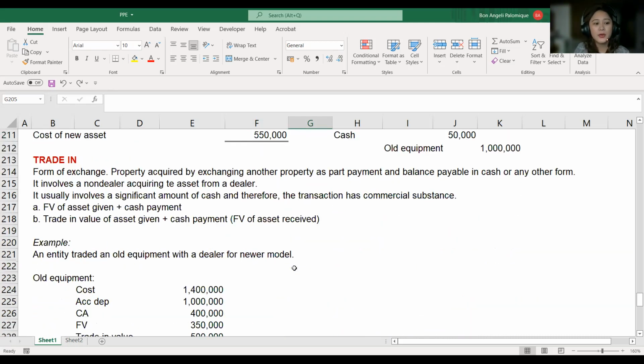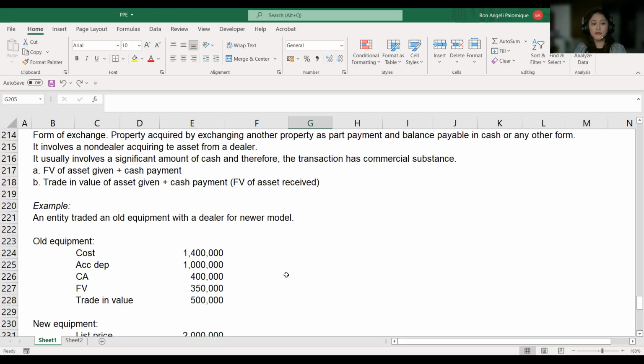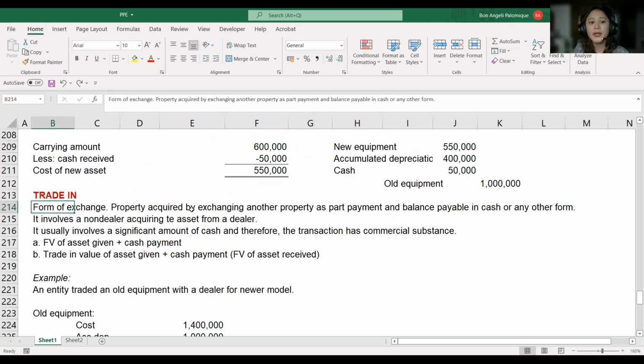Okay. So, last dito is the trade-in. Trade-in is a form of exchange. Property acquired by exchange, another property as part payment and balance payable in cash, it involves a non-dealer. Ito yung pinagkaiba nila. Merong non-dealer acquiring the asset from a dealer. It usually involves a significant amount of cash. So, hindi ito no commercial substance. Lagi siyang commercial substance. Ang treatment mo is same din.